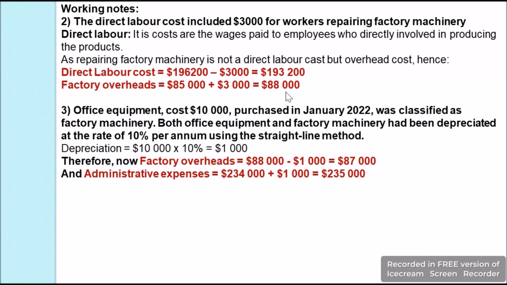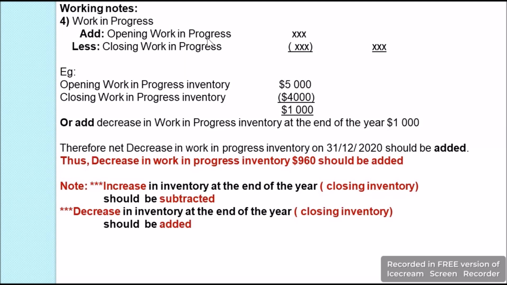So what we will do is we will take the factory overheads, which we got as $88,000, and from there we subtract this $1,000. Now our factory overheads will be $87,000. And our administrative expenses, which was mentioned as $234,000, to this we add $1,000. It will now be $235,000.